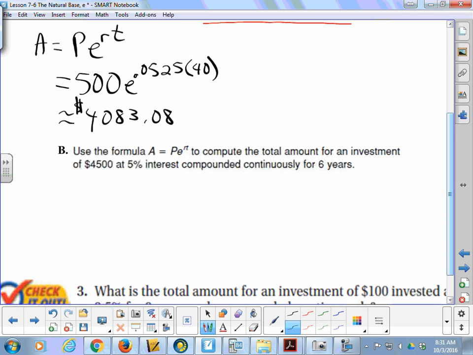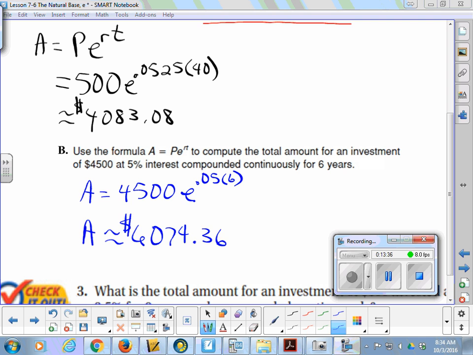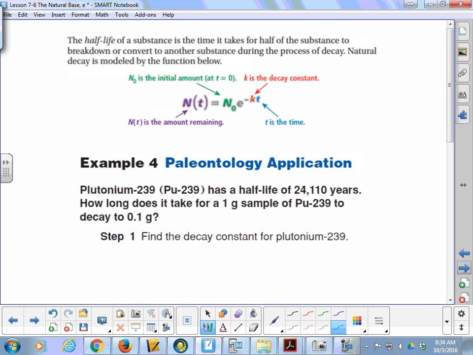All right. So what if we have an investment of $4,500 at 5% interest, compounded continuously for just 6 years? You go ahead and find that one. We have one more example to look at then. All right. Deals with half-life.